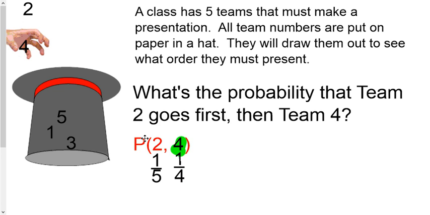And so the first event and the second event are dependent on each other because the 2 is not thrown back into the hat. And that's what we mean by saying they're dependent events. Multiply them together and you'd get 1 out of 20, and there's your answer for what's the probability that team 2 will go first and team 4 go second. 1 out of 20 chances. Very slim, about a 5% chance.